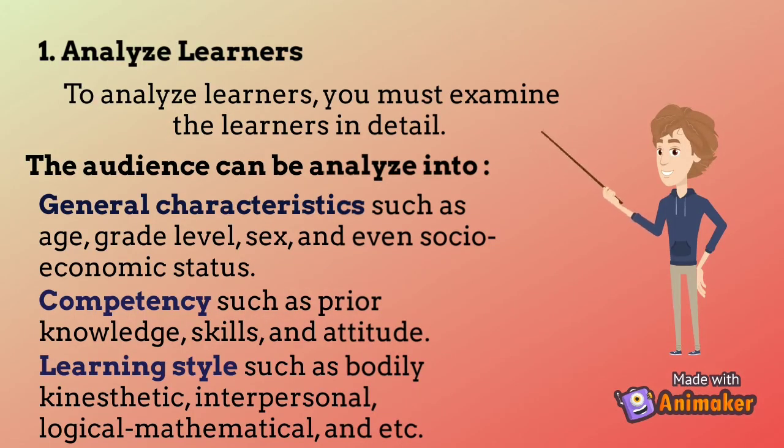Number 1. Analyze Learners. To analyze learners, you must examine the learners in detail. The audience can be analyzed into general characteristics such as age, grade level, sex, and even socio-economic status. Competency such as prior knowledge, skills, and attitude. Lastly, the learning style such as bodily kinesthetic, interpersonal, logical mathematical, and etc.